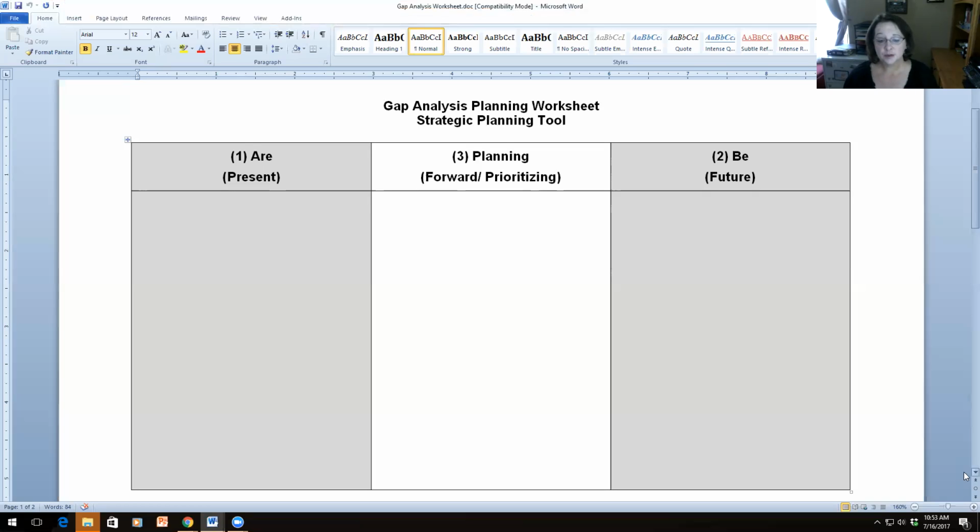Now, I find that sometimes executives who are very tactical have a hard time moving into possibility thinking. They can think about their work today and in 2018, but when it goes out to 2019, 2020, it gets to be really fuzzy for them.